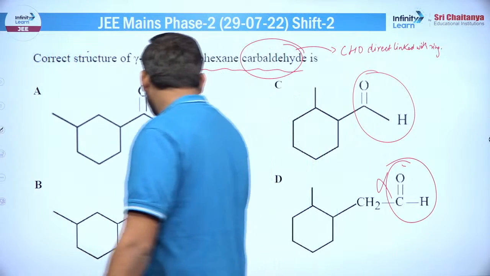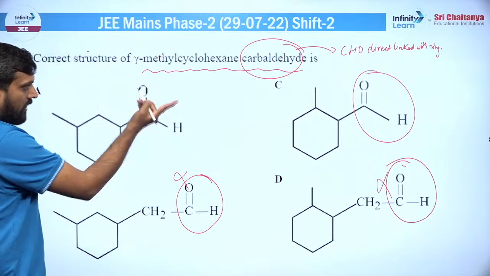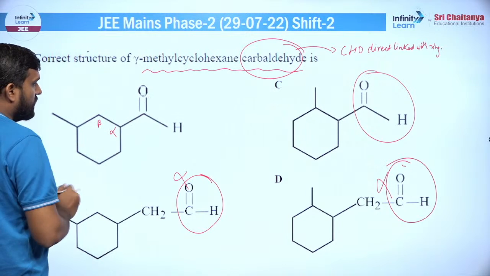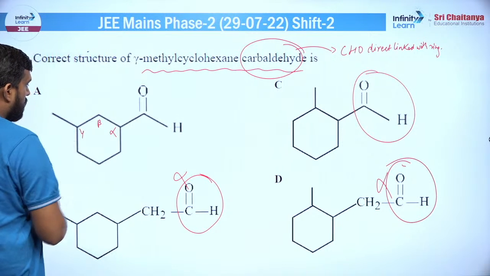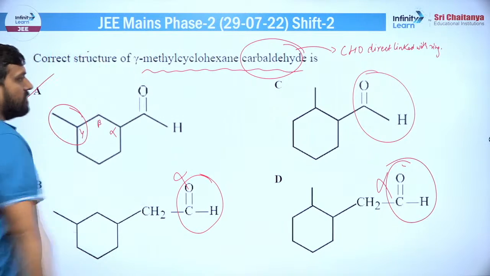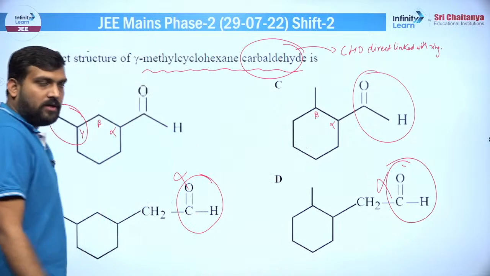Here this can also be rejected because the aldehyde is not directly linked with the ring, so these 2 are going to be either of the correct, okay. So this is the alpha position, the direct position where the main functional group is attached, this is the beta and this is going to be gamma. So this is the gamma methyl cyclohexane carbaldehyde, so this option matches. Here the problem is that the methyl group is present at the beta position, okay.